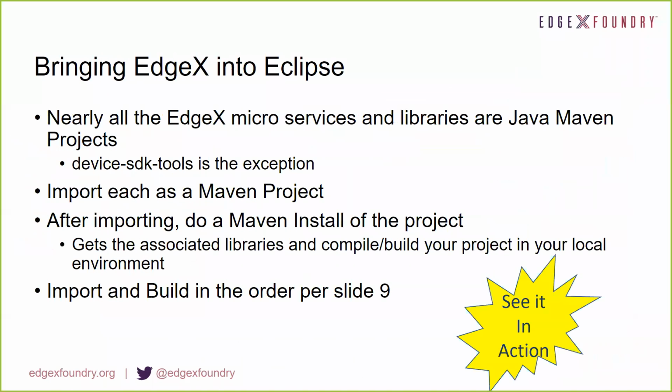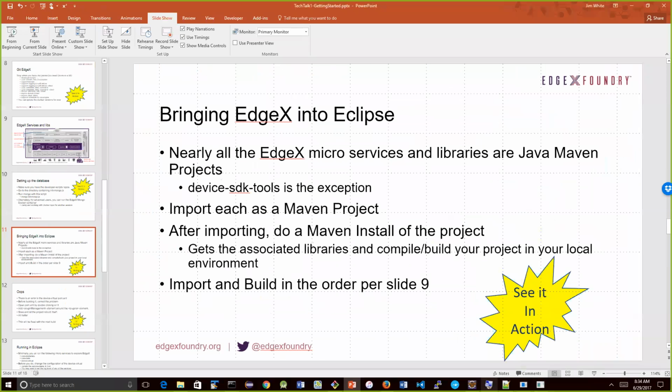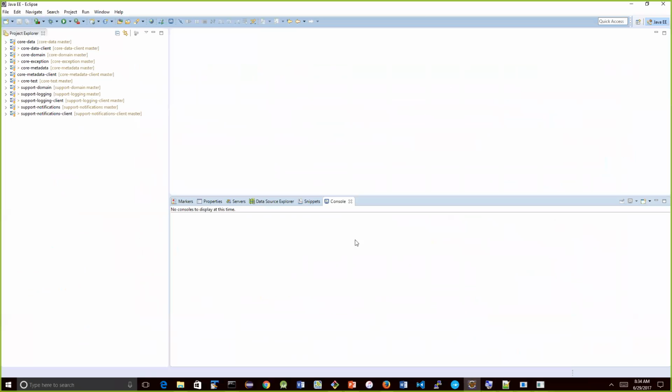So let's take a look at how that operates. Let me bring up my Eclipse environment here. I know Eclipse is famous for tiny print, so I'm going to be zooming in to certain areas of the screen so you can get a chance to see things as they're going on. I've already taken the liberty to bring into the environment lots of the libraries and projects that are already part of EdgeX to speed things along this morning.